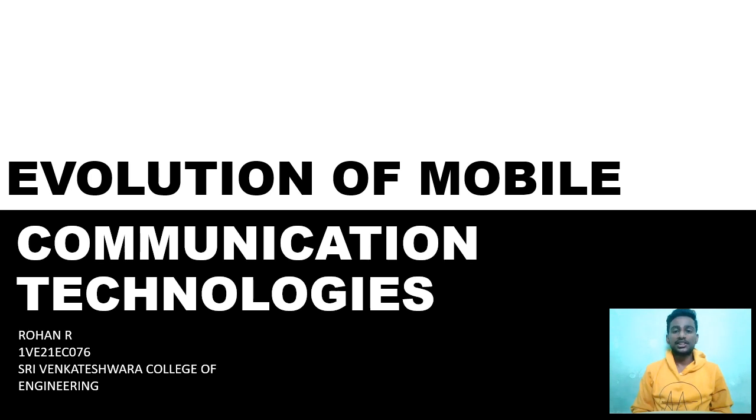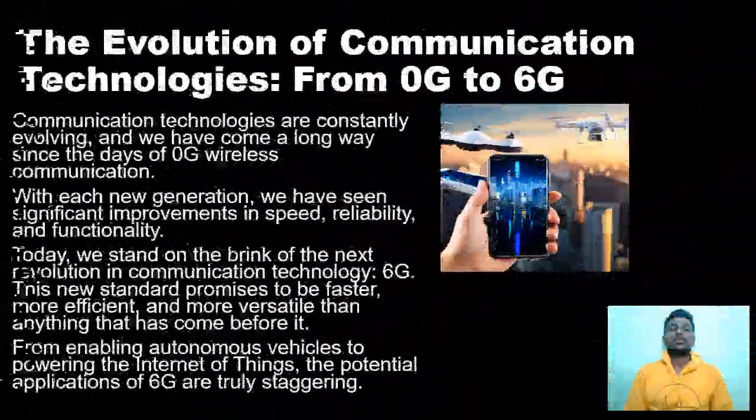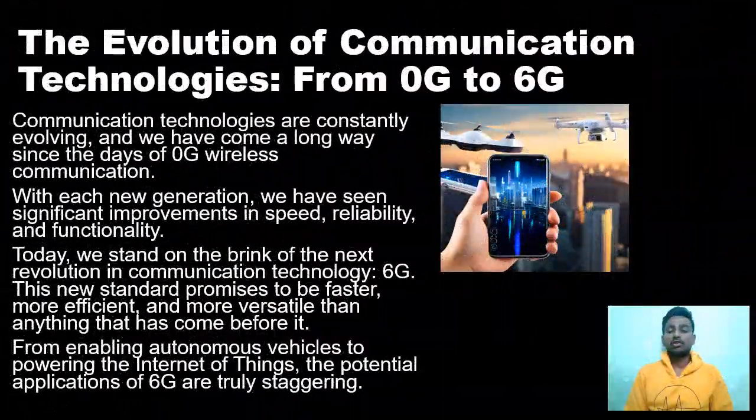Today we are going to discuss the topic of the evolution of mobile communication technologies. The evolution of communication technology from 0G to 6G. Communication technologies are constantly evolving and we have come a long way since the days of 0G wireless communication. With each new generation, we have seen significant improvements in speed, reliability and functionality.